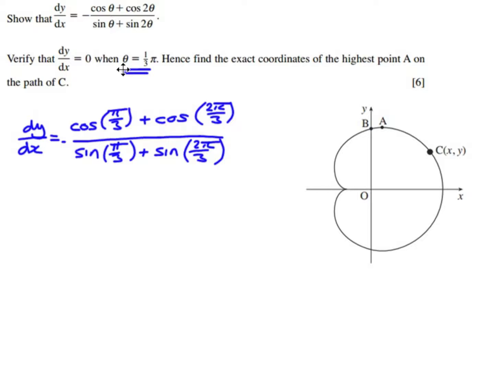Now we're trying to show that this is 0, and we know that the only way that a fraction can be 0 is if the numerator is 0. So actually all we have to do is find out what cos of pi over 3 plus cos of 2 pi over 3 is. And it turns out that this is 0.